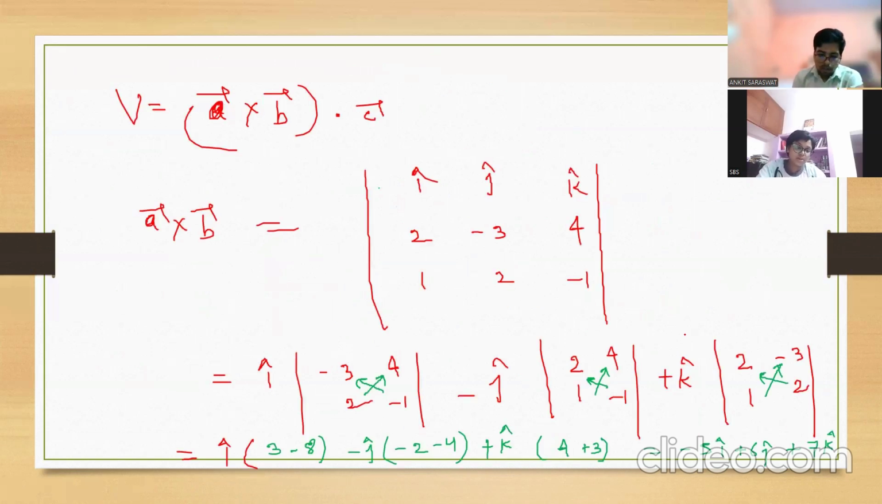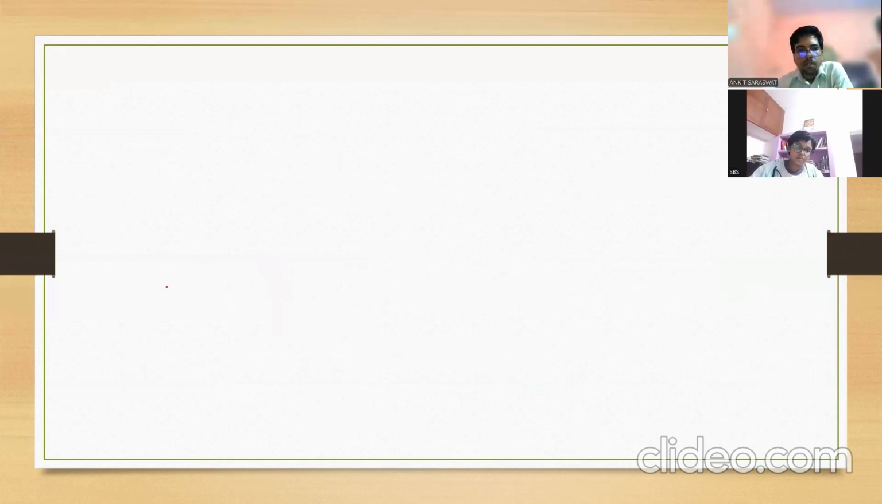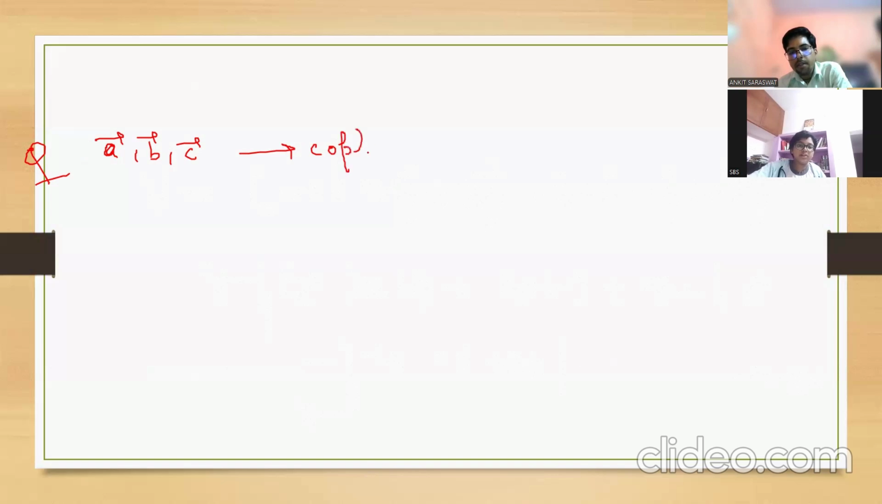Yes, sir. Now my question is, if three vectors are coplanar, then what is box ABC? Tell me. If three vectors, A vector, B vector and C vector are coplanar, coplanar means all are lying in the same plane. If they are lying in the same plane, then what is the value of box ABC? That is the volume of the parallelepiped.